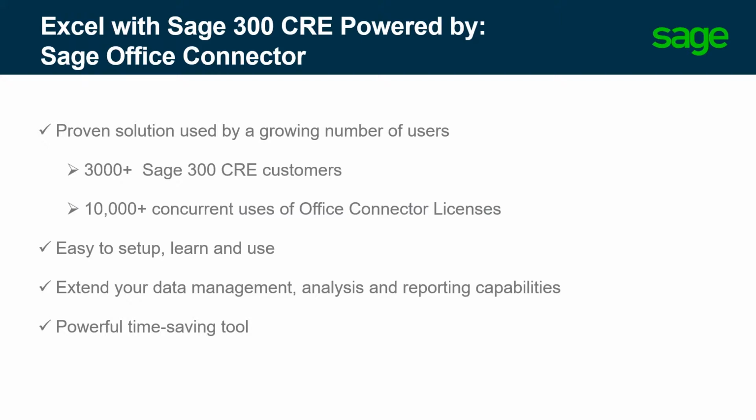today. Currently, Sage Office Connector does have over 3,000 CRE customers that are currently adopting the Sage Office Connector product with over 10,000 concurrent uses out there in the market. And so from these numbers, you can tell that this is a solution that your peers have adopted, and this is a proven technology.